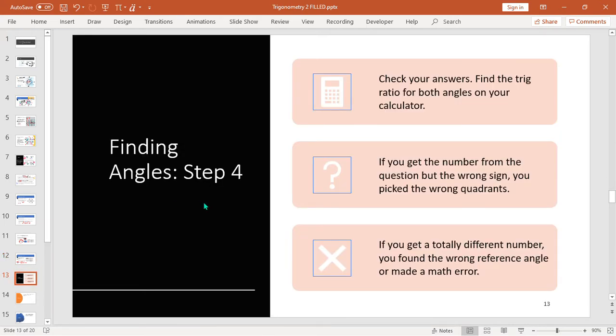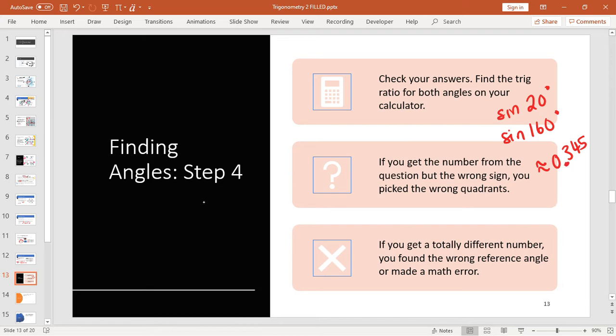So check your answer. The beauty of this trig stuff is you've got the calculator there. It can tell you whether you're right or wrong. So I'm going to take my 20 and my 160 degrees, and I'm going to find out what the sine of both of those are. And I should get approximately 0.345. We rounded, so if you get 0.341 or something like that, that's fine, okay?